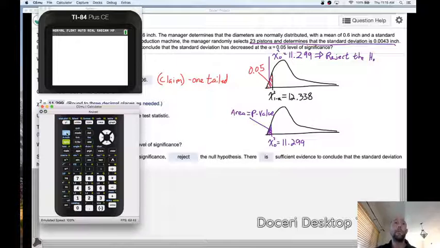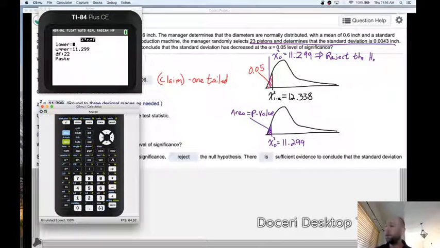If you are using the calculator, there's this vars button, but above it is the distribution. So go second vars to bring you to the distribution menu, then scroll down and use the function chi-square CDF. It's going to ask us for a lower limit, an upper limit, and our degrees of freedom. The chi-square distribution starts at 0, so our lower limit is 0, and our upper limit, where we want the area to stop, is at this 11.299. We have 22 degrees of freedom, because we subtract 1 from the sample size of 23.